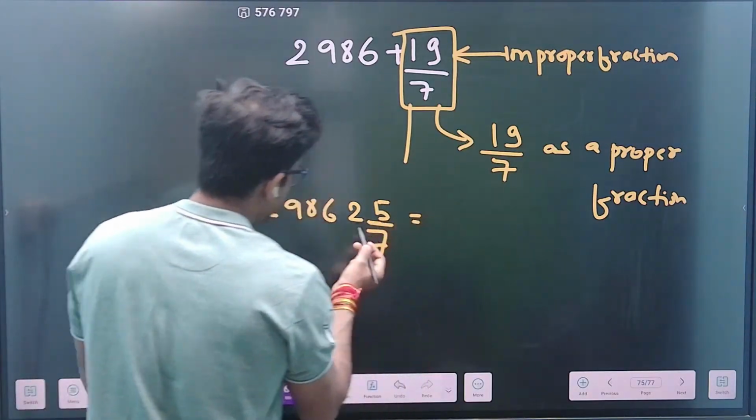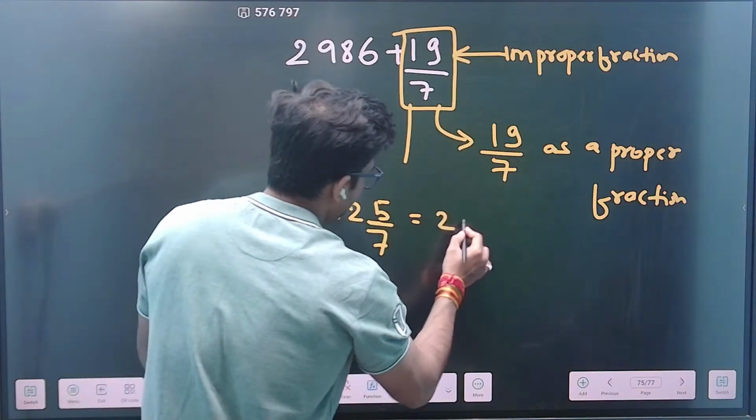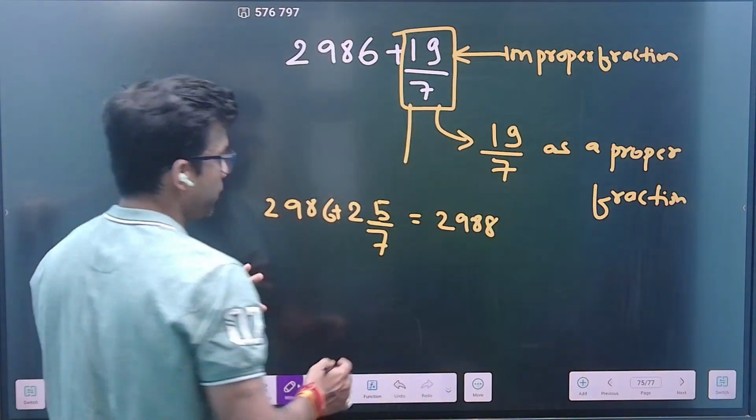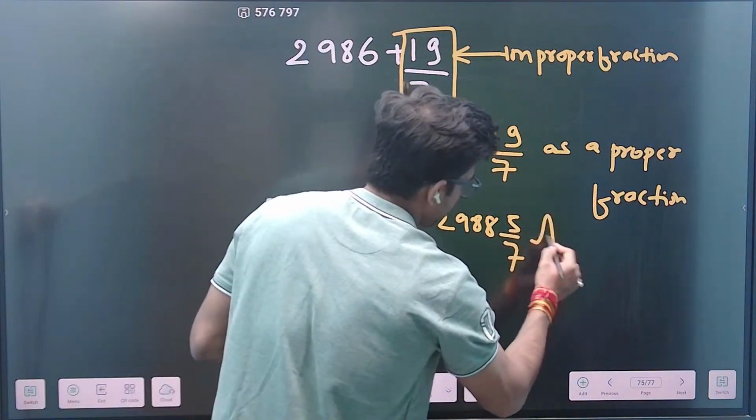Now you can just add this. 2986 plus 2 becomes 2988, and then 5 by 7. This is your answer, correct?